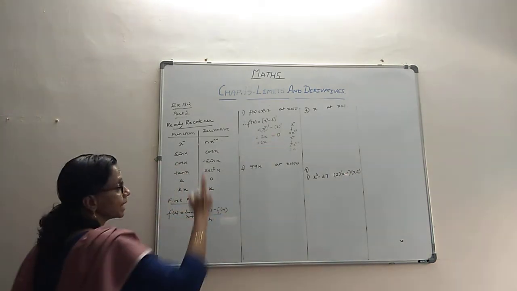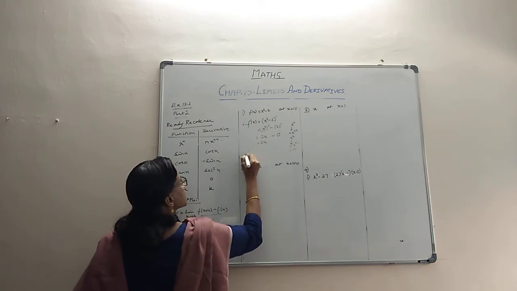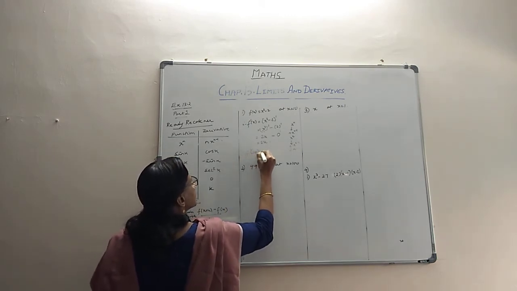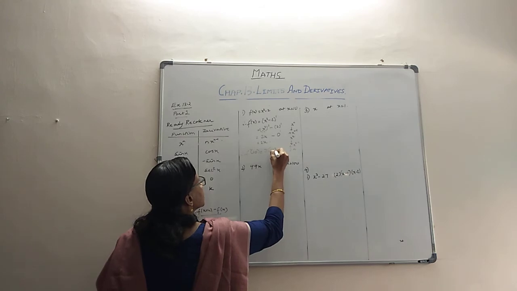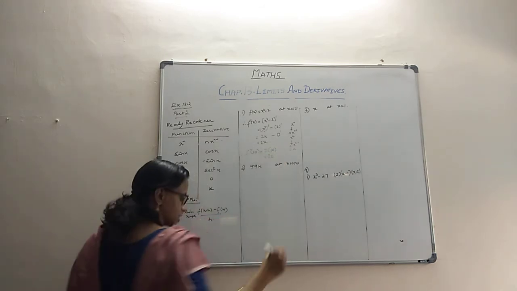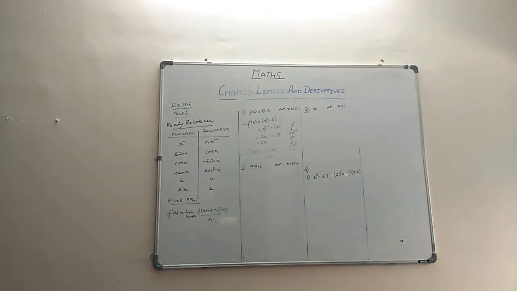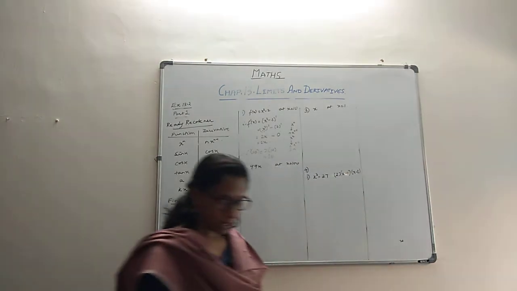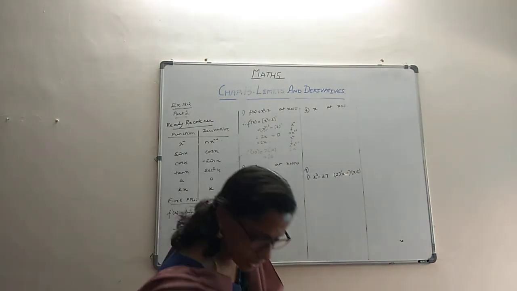They have asked us to find it at 10. That means they have asked us f dash at 10. So x comes, there you put 10. So your answer will become 20. It's only that much. We apply the relevant formula and we'll try to get what the answer is.